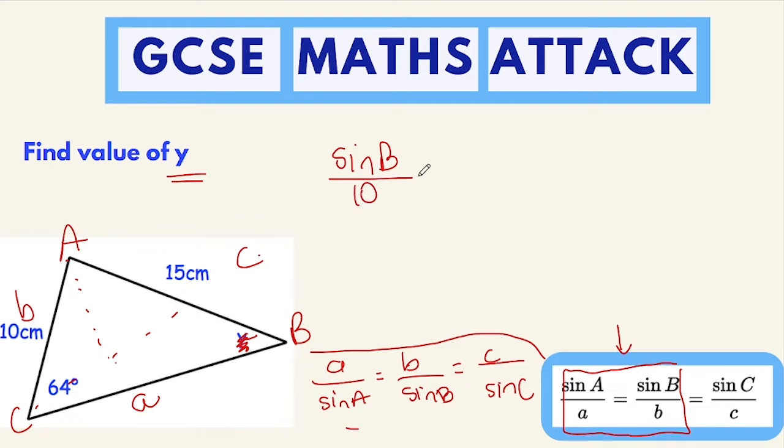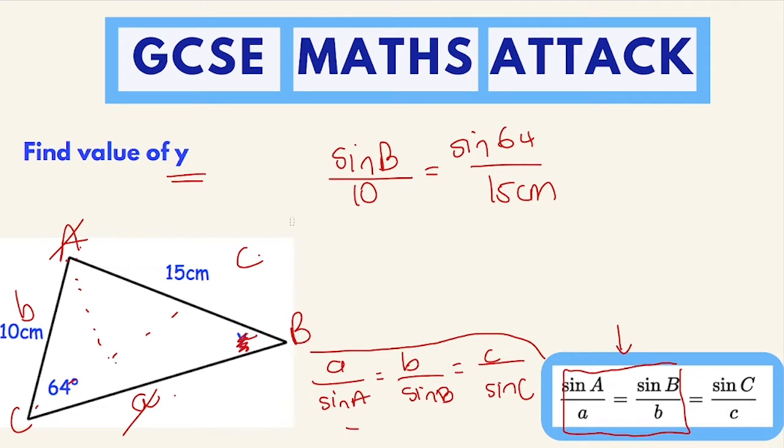I can write 10. Then I'm going to write down what other lengths I have been given. Now, I'm not being given any information about A. I'm not given a length and I'm not given an angle. So this is quite useless for me right now. I've been given actually an angle of C and I'm being given a length. So I'm going to write down sine 64 all over 15 centimeters.